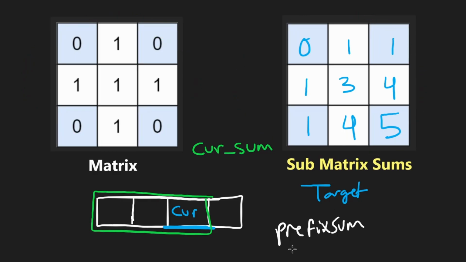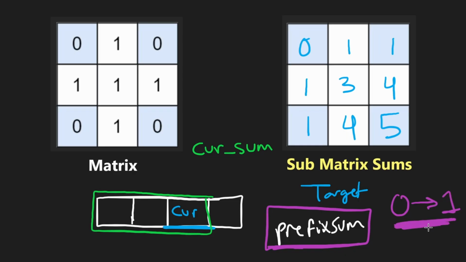Oh, and by the way, when we initialize that prefix sum count, that hash map, we're always going to initialize it mapping the key 0 to 1. And the reason is because that's kind of like a base case.